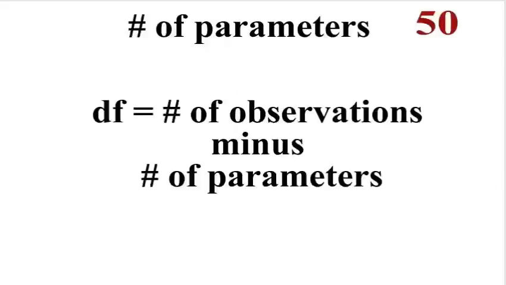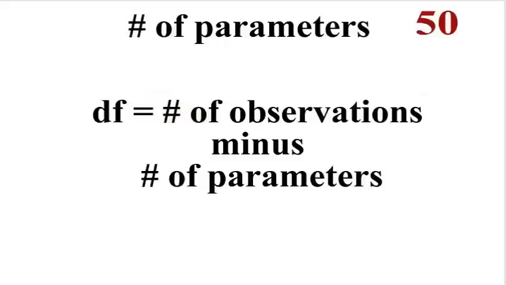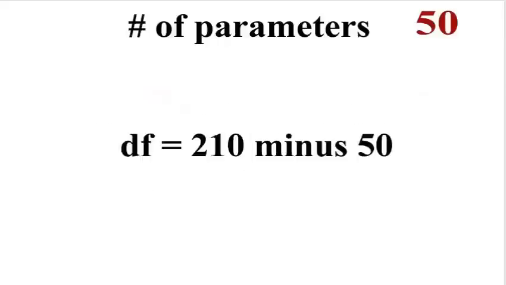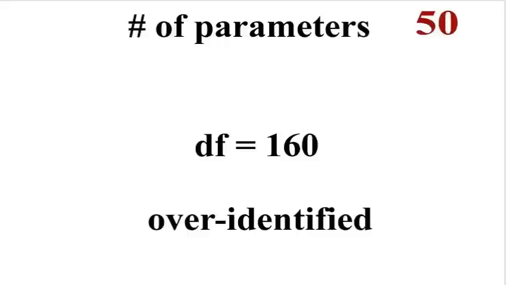Back to the original formula, degrees of freedom is the number of observations minus the number of parameters. So it looks like we have a total of 160 degrees of freedom, which means we are definitely over-identified. So we are good to go.